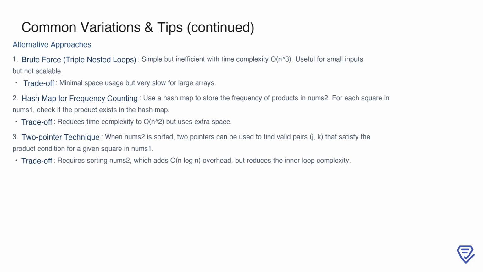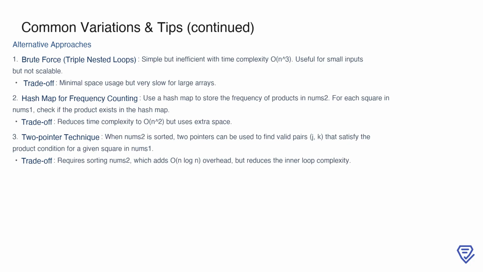On the other hand, using a hash map for frequency counting is a more optimized approach. Here, you can store the frequency of products in nums2 and then check if the product exists in the hash map for each square in nums1. This method reduces the time complexity to O(n squared), but requires additional space to store the hash map.